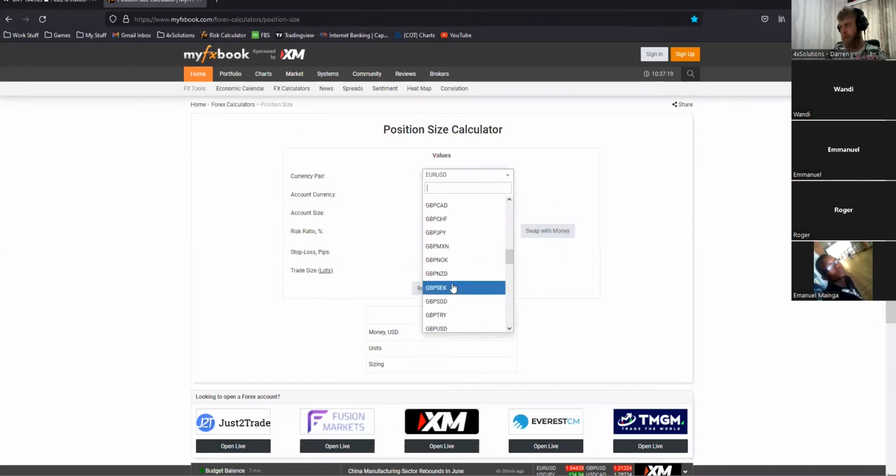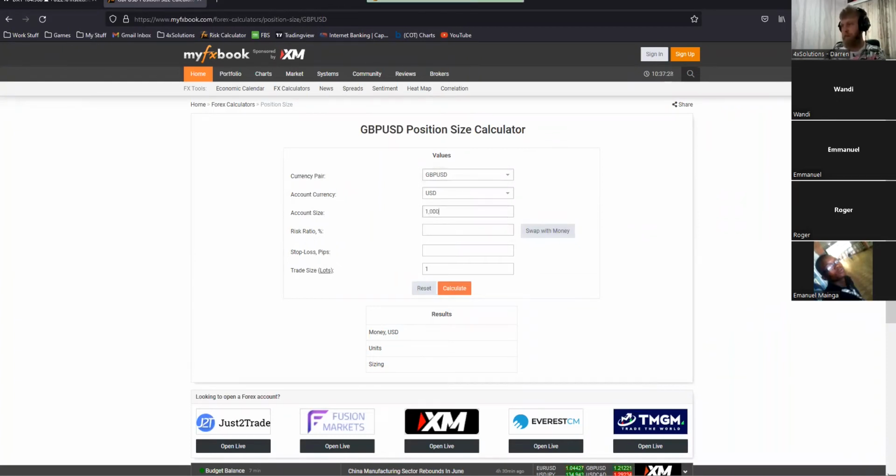Alex, you asked the question, so do you understand position sizing? I first time come across this website. Maybe it's good to go through for the benefits of those that don't know.